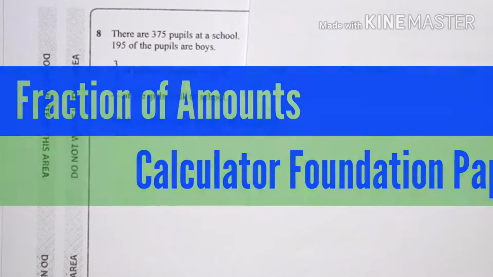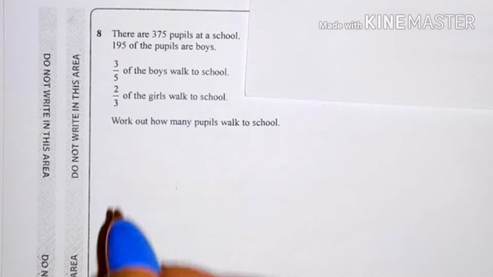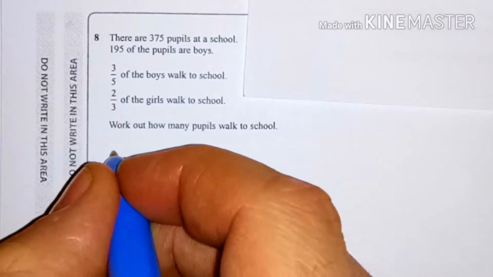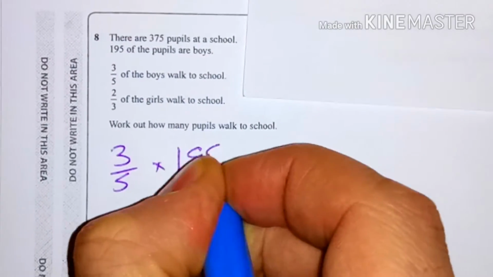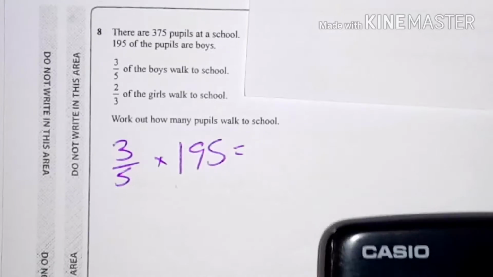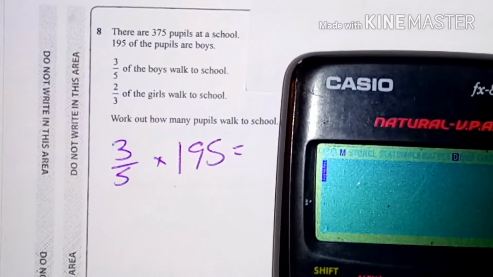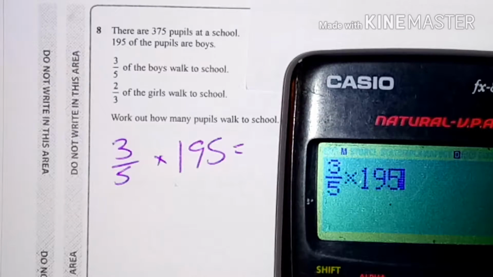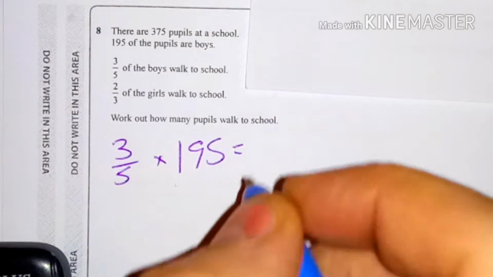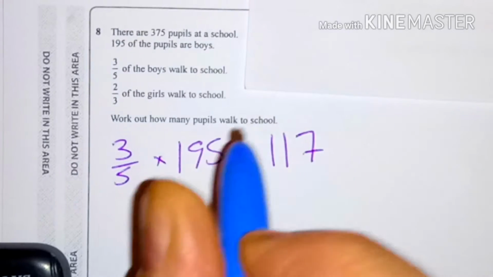375 pupils at school, 195 pupils are boys, 3/5 of the boys walk to school, 2/3 of the girls walk to school. How many of the pupils walk to school? So 3/5 times there's 195 boys. We work that out. I'm going to use my calculator to do that. 3/5 times 195 equals 117. So there's 117 boys.